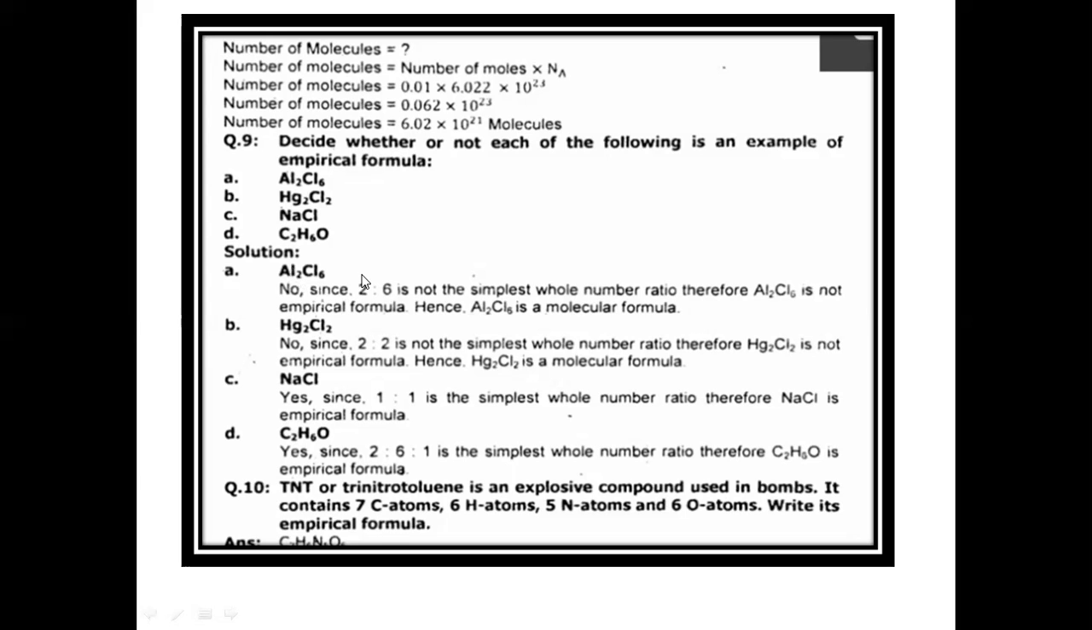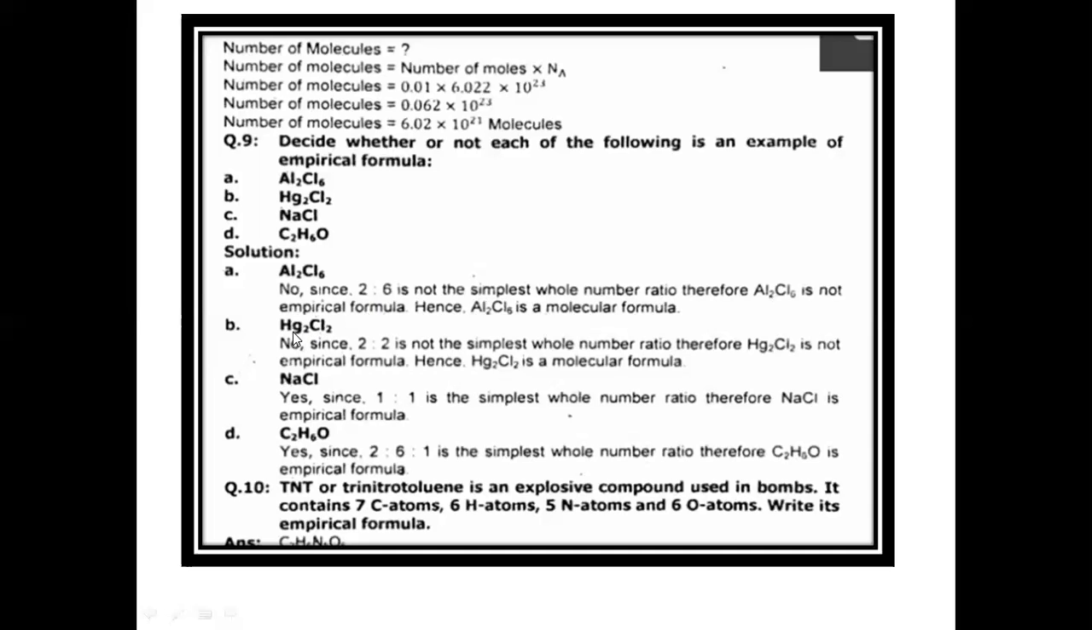That is the simplest ratio. So it means this formula is not an empirical formula, because 2 and 6 is not the simplest whole number ratio. Therefore, Al2Cl6 is not an empirical formula. It is a molecular formula. Got it?